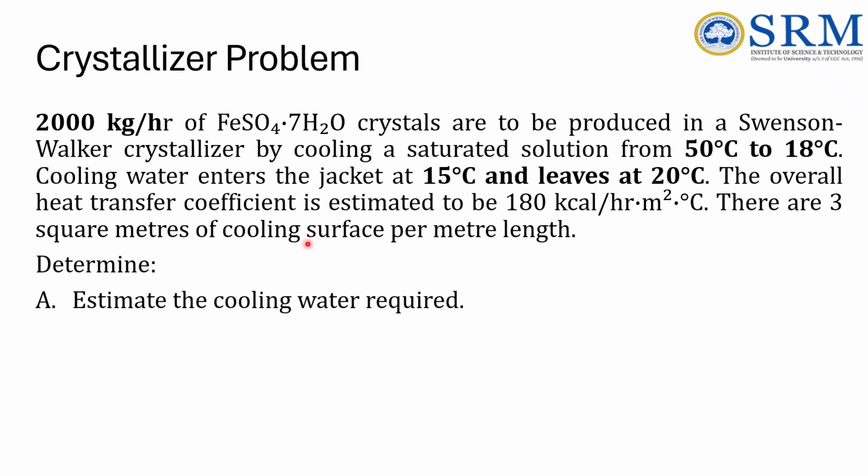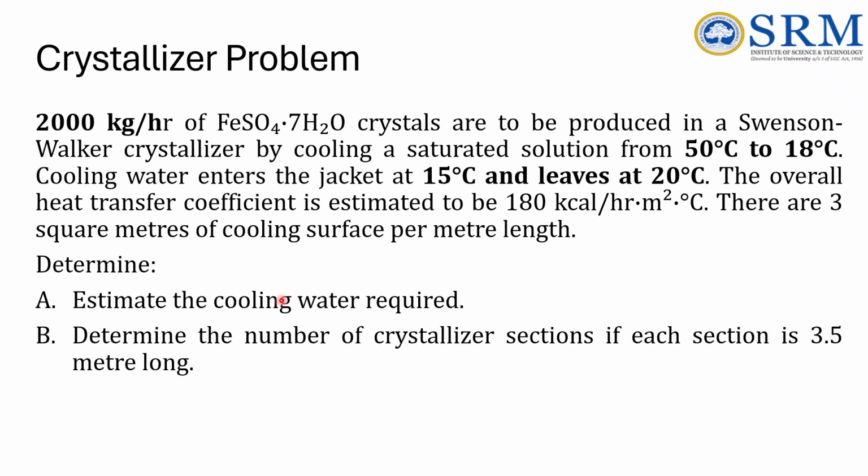So here we will estimate the cooling water which is required and the number of crystallizer sections which are required to achieve the desired crystal formation. To discuss this question, 2000 kg per hour of iron sulfate crystals are produced in a Swenson-Walker crystallizer by cooling a saturated solution from 80 to 50 degrees. Cooling water enters the jacket at 15 degrees and leaves at 20 degrees.